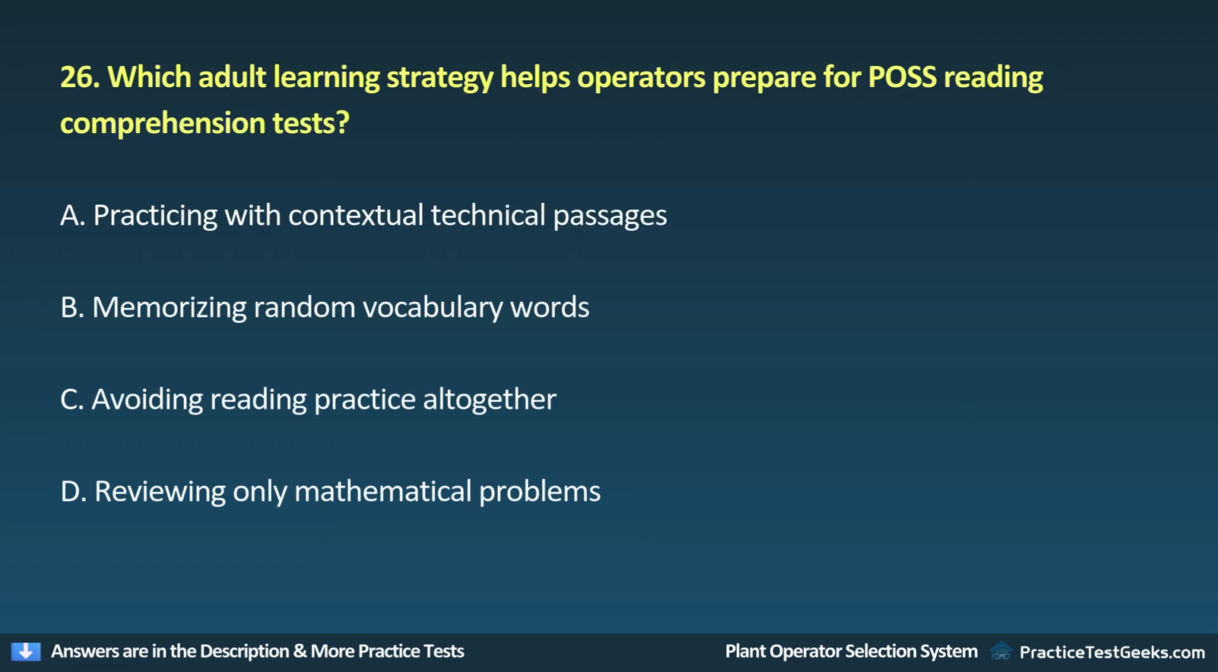26. Which adult learning strategy helps operators prepare for POSS reading comprehension tests? A. Practicing with contextual technical passages. B. Memorizing random vocabulary words. C. Avoiding reading practice altogether. D. Reviewing only mathematical problems.